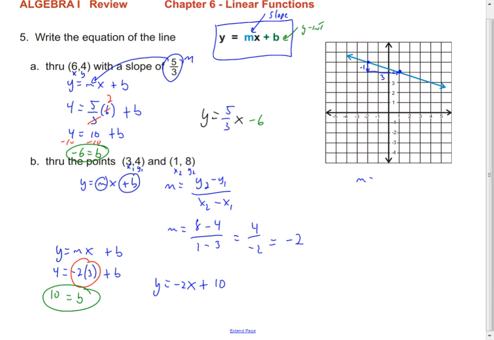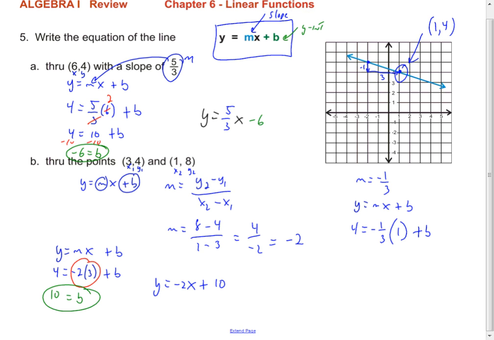My slope is -1 over 3, so -1/3. How do I get my y-intercept? Again, y equals mx plus b. I can choose either point. I'm going to use this point right here. Its coordinates are 1, 4. I'm going to put 4 in for the y. I'm going to put -1/3 in for m. I'm going to put 1 in for x plus b.